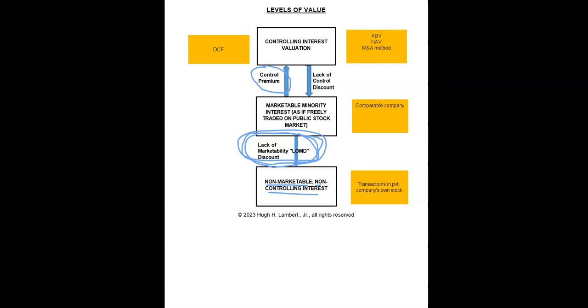So we'll talk about some of the studies that are sources for what this discount is. This is a reduction in value that would occur for a privately held business, and we'll get into some more of those details in class.